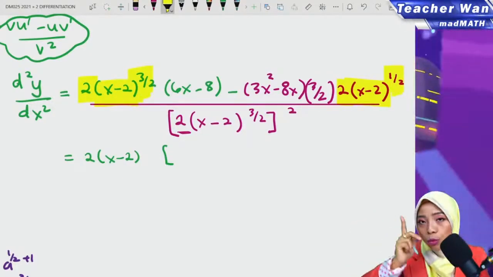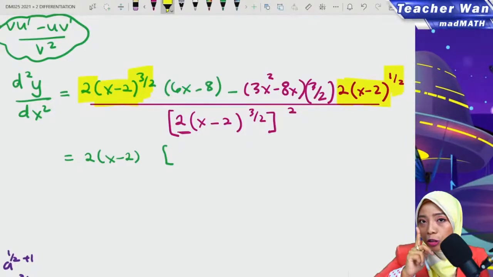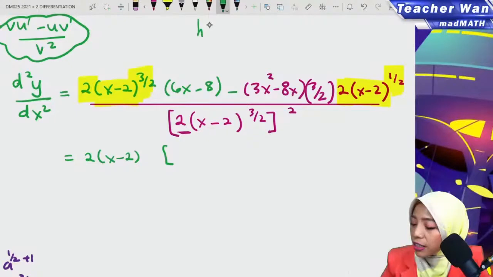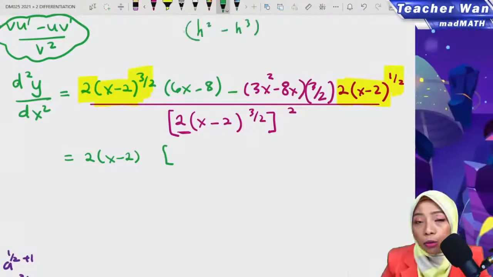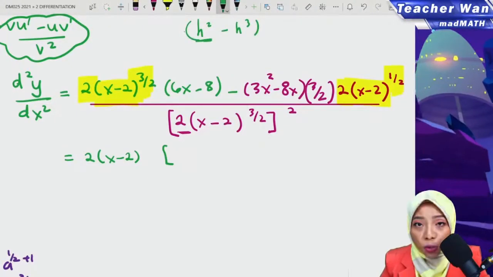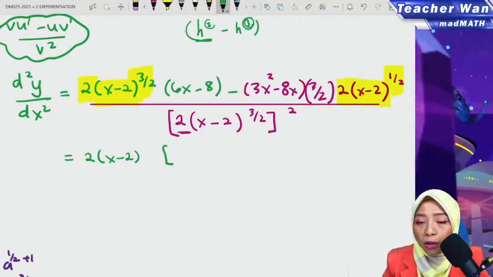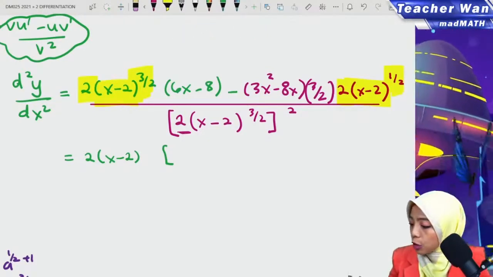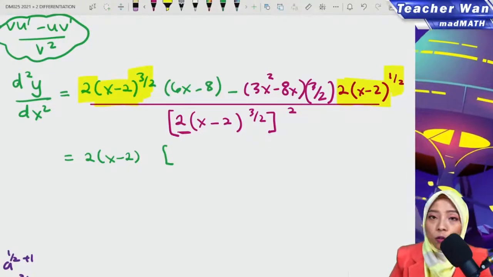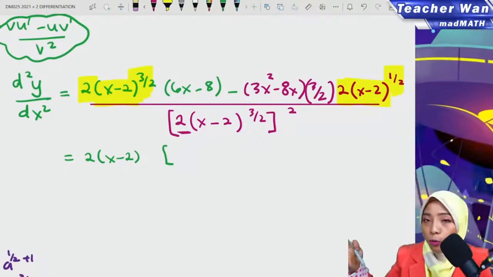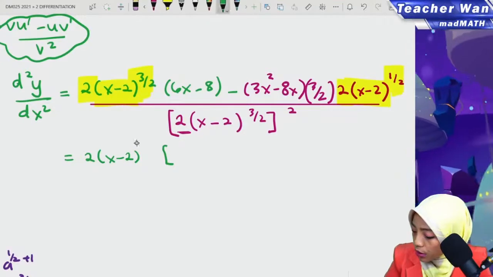So 1 over 2 je yang boleh you keluarkan. Macam dululah dekat sekolah, you have this is h square, this is h cube. Apa yang korang boleh keluarkan? Korang boleh keluarkan h square saja, right? Tak boleh, h cube tak boleh sebab ini tak cukup. So the same thing we gonna do here, 1 over 2 dengan 3 over 2, setengah lagi kecil daripada 1.5 kan? Okay, so this is 1 over 2.